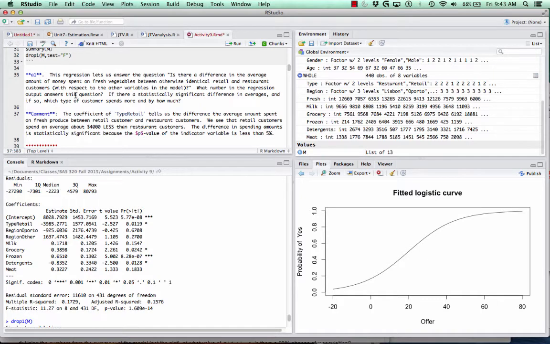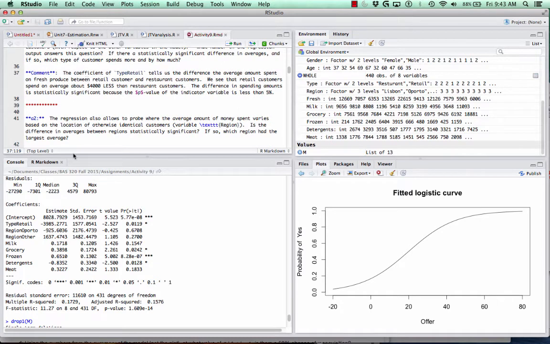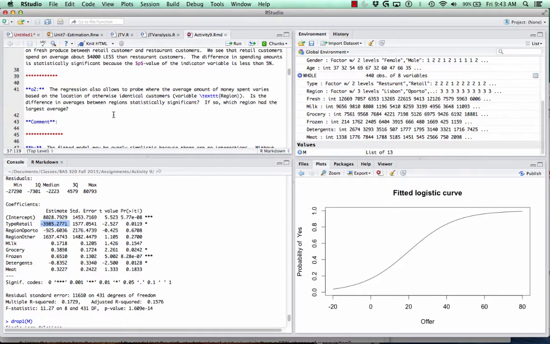Okay, so when we compare two different types of customers, they spend the exact same amount of money on milk, grocery, frozen, detergents, and meats. They're living in the same region of Portugal, but one customer is a retail customer, the other one is restaurant. We see that the expected difference in fresh between them is about 4,000, with retail spending less than restaurant, and that difference in averages is statistically significant.